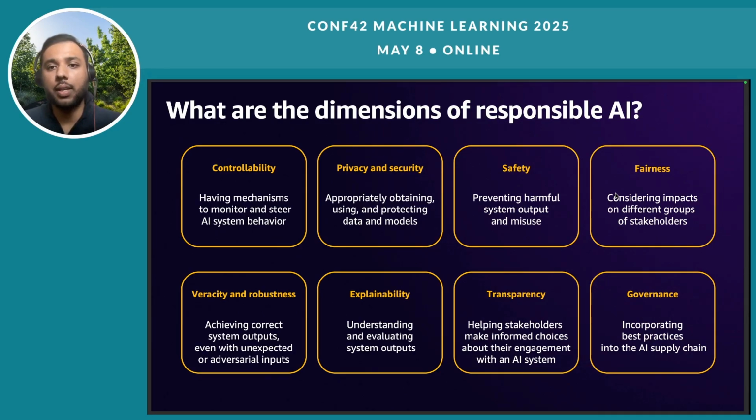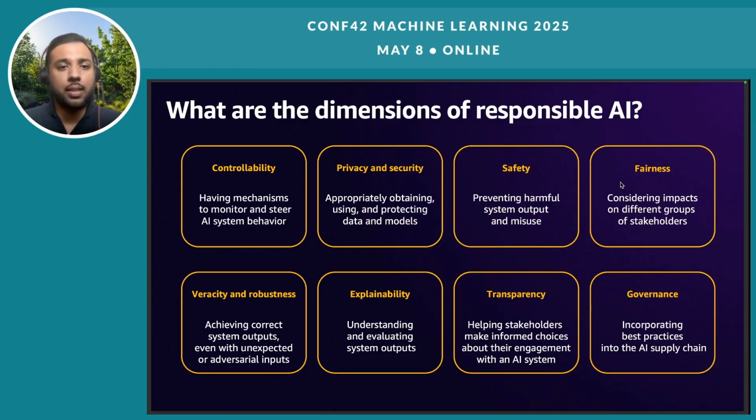Coming to safety, it's preventing harmful system output and misuse of LLMs. Fairness is considering the impacts on different groups of stakeholders. We need to ensure that there is no bias toward any particular group, people, or company. There should not be any bias toward anyone. The responses given by the AI or LLMs should be fair and neutral.